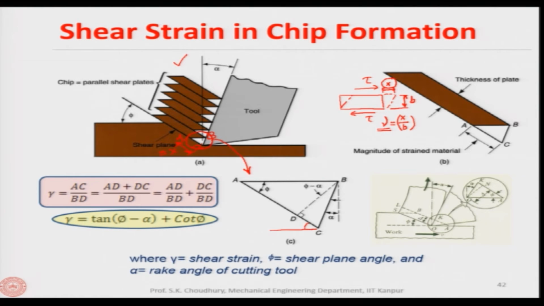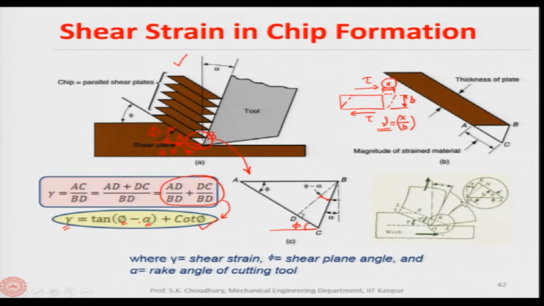What I mean is that this angle is phi, the shear plane angle. This is the same angle here also, because this line and AB are parallel, and this is intersecting. So this is phi, the shear plane angle. Therefore, this angle will be phi minus alpha. So AD by BD is tan of phi minus alpha, and DC by BD will be cot phi, because BD by DC is tan phi. So now we can find out the strain if we know phi and alpha.